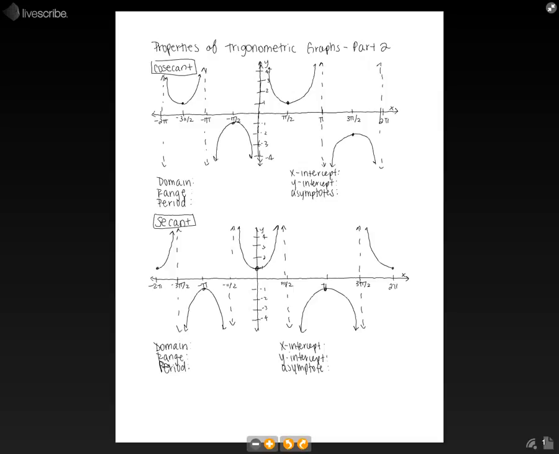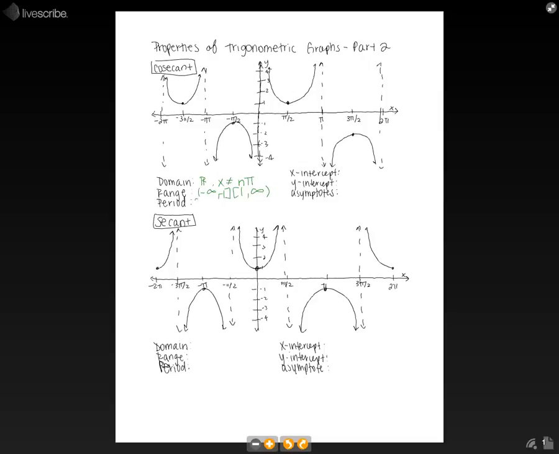The domain is going to be all real values except x cannot equal n times pi. So any multiple of pi, there's an asymptote, which means there cannot be an x value. The range is negative infinity to negative 1 included, to 1 included to infinity. As you can see, there's no values of y between negative 1 and 1.